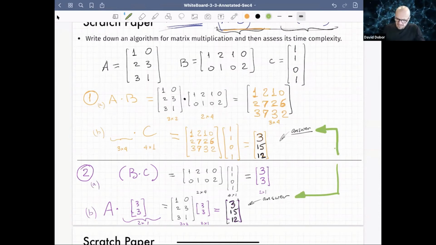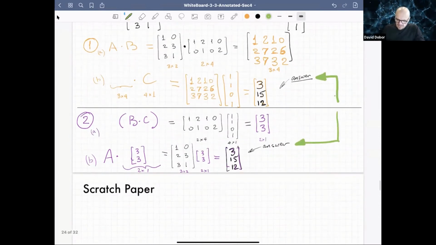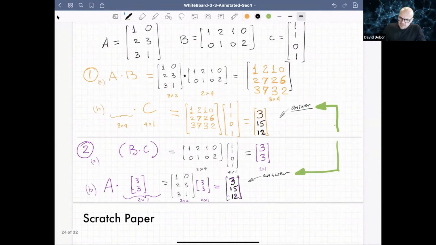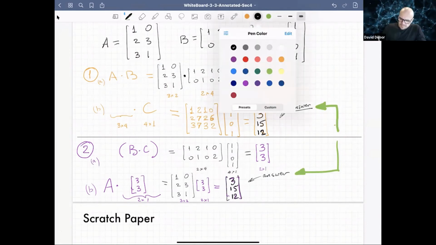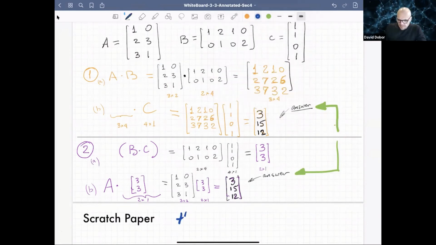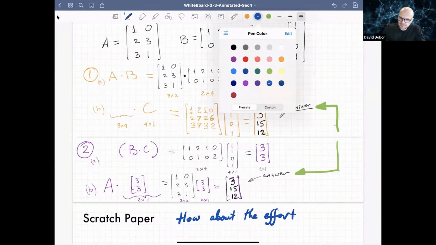However, the question is, how about the effort involved in these two different ways of multiplying matrices? Let's account for that.